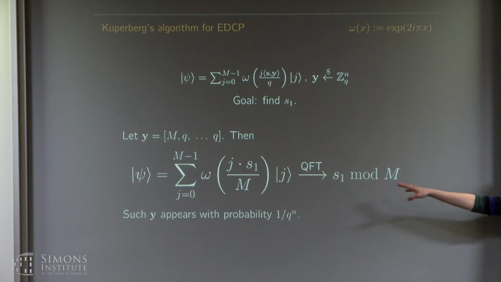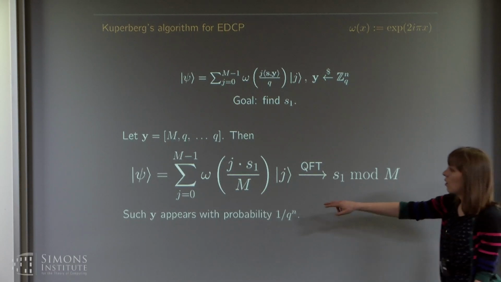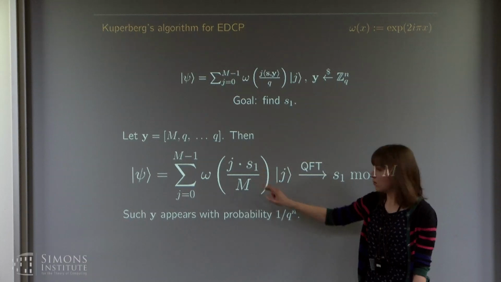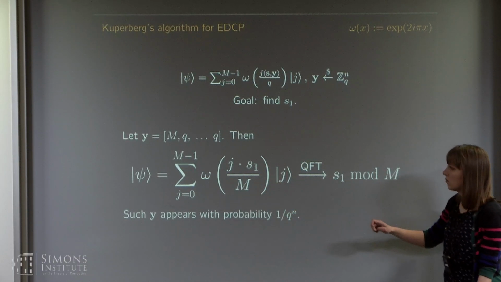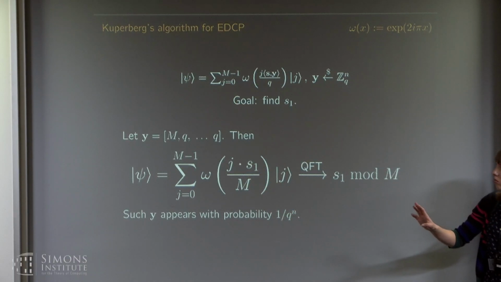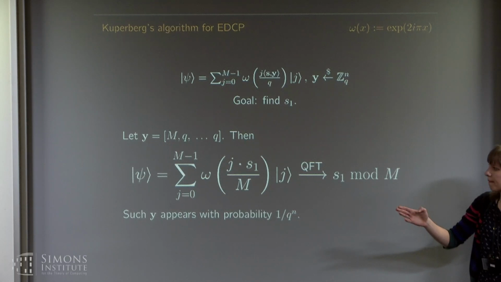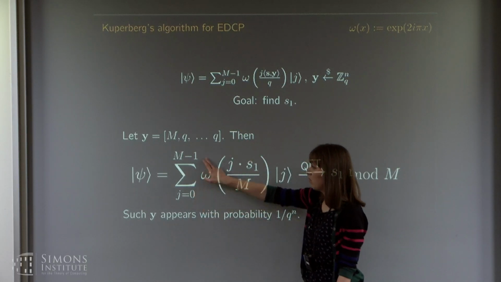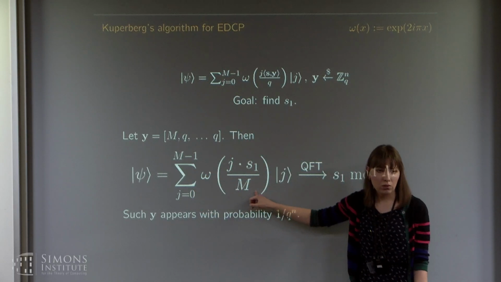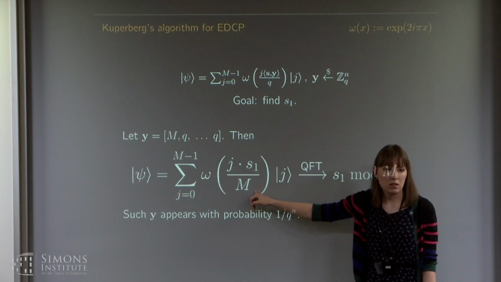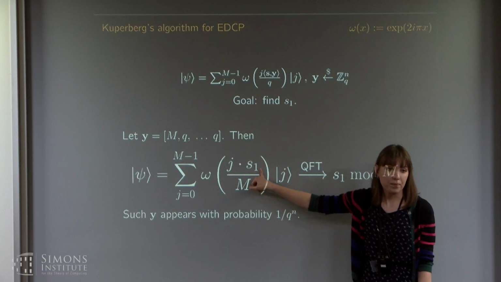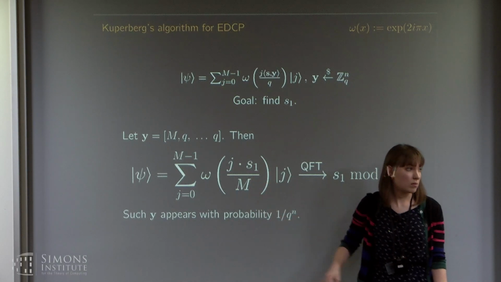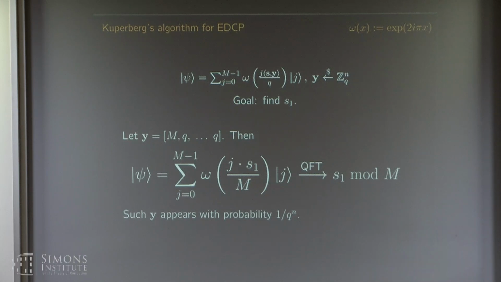And this is again nothing else but the QFT of S1. But assuming M is big enough? Doesn't M have to be Q? I'm confused. No, but look, here you have just the sum of j from 0 to M, and here you have M. And you just take a QFT over that M. And what you get is this S1 mod M. Wait, but isn't it really M over Q? M over Q, M over Q. There's a typo. It's M over Q.